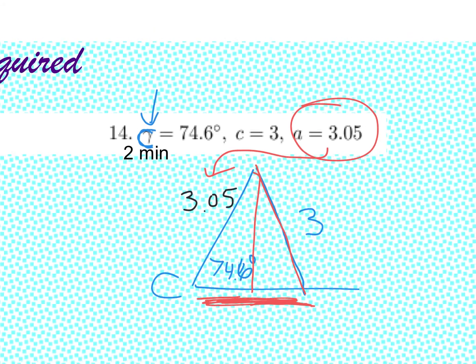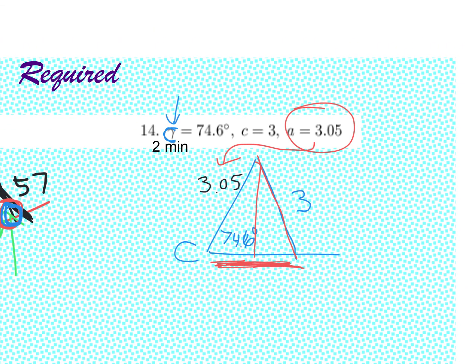All right, so that's how to set up your problems. Then, once you set them up, you should solve them and try to figure out what is this angle right here. And you'll know it's the same as that angle right there.